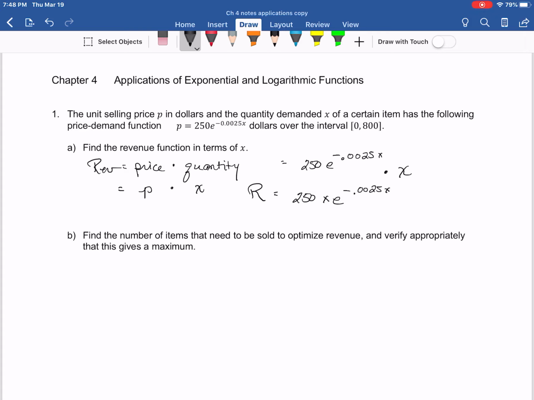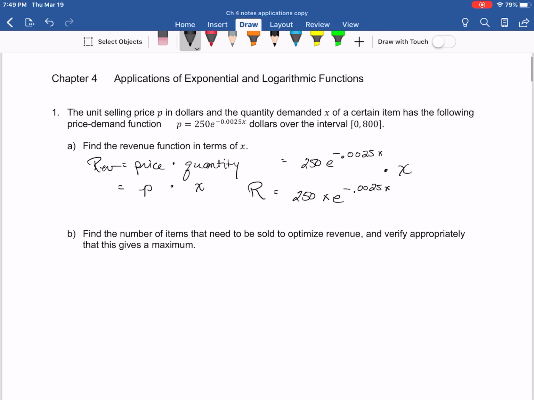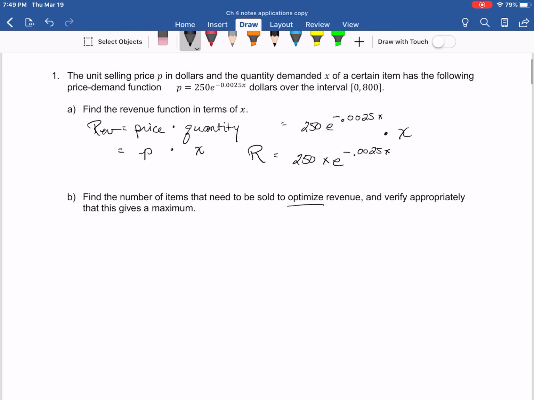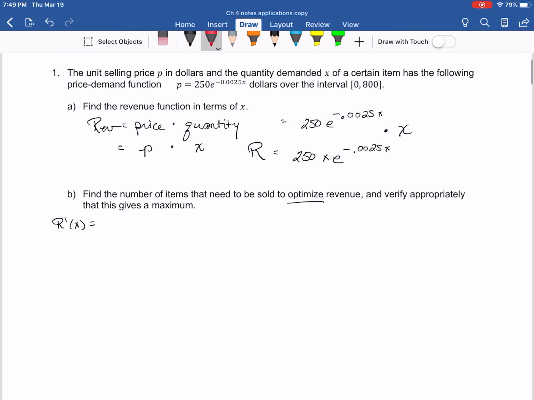Part B says find the number of items you need to sell in order to optimize the revenue. The optimal revenue occurs at a peak of the revenue graph. So the way we're going to calculate where the revenue has a peak is by finding the first derivative. We will set that equal to 0, and we will solve for X. The first derivative of the revenue function involves the product rule. This is the first factor, and this is the second factor.